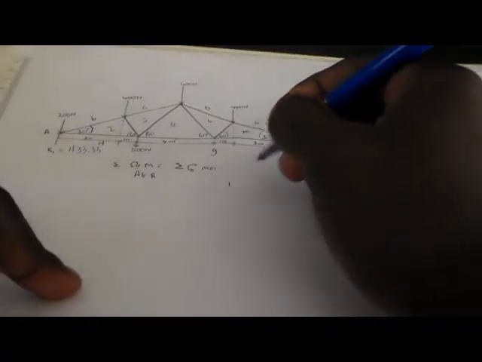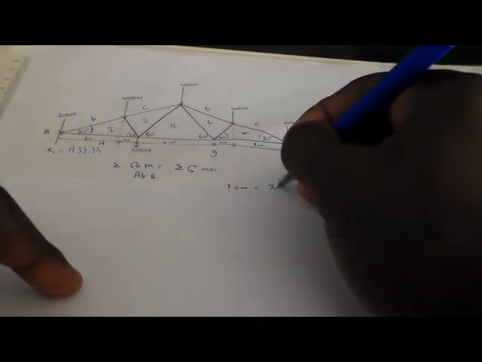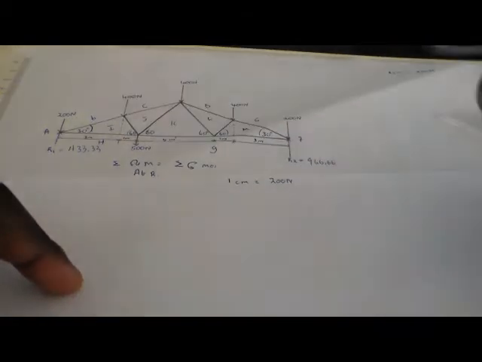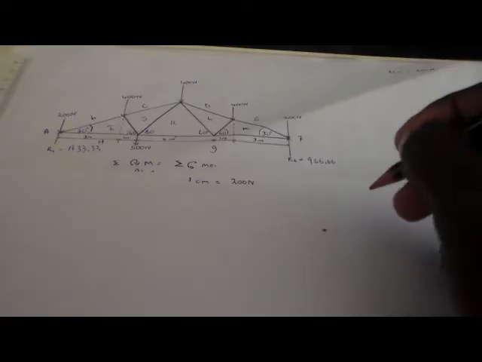Going to use a scale of 1 centimeter equals 200 newton. So if we're having 1 centimeter equals 200 newton, now let's start from A. If it's going to start at A, let's say this point is A. Let me write it with A.